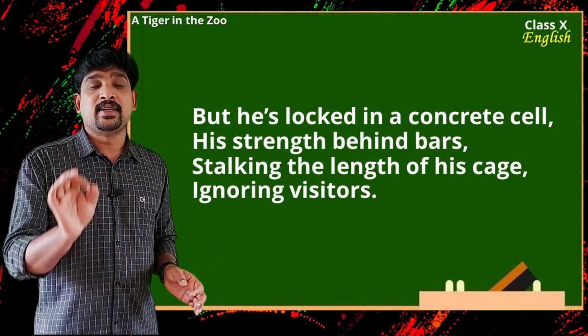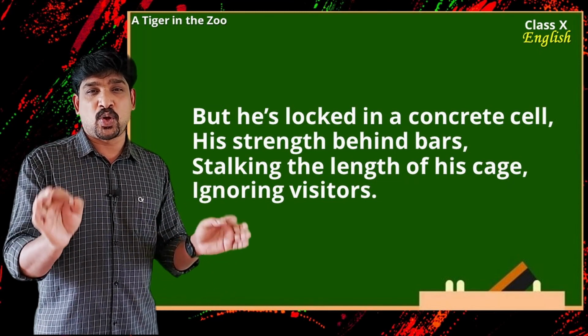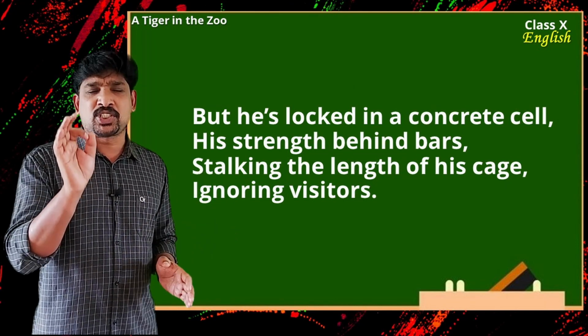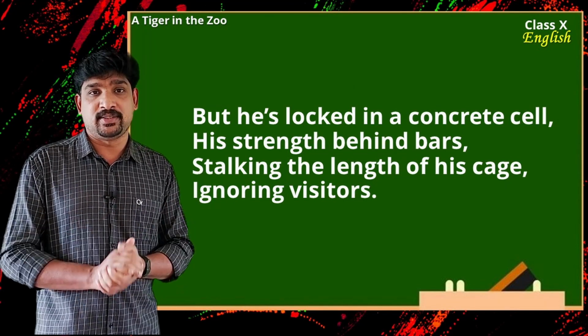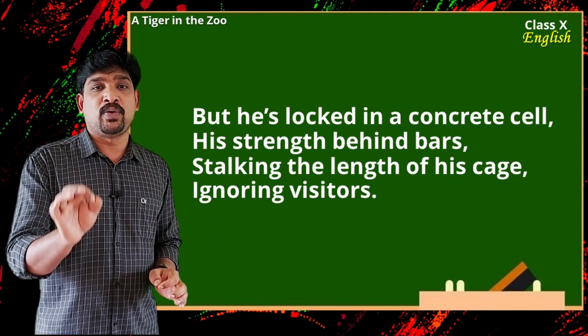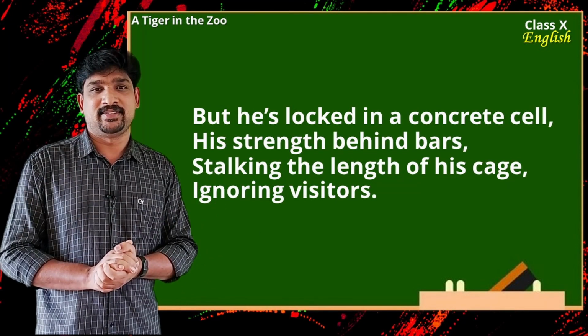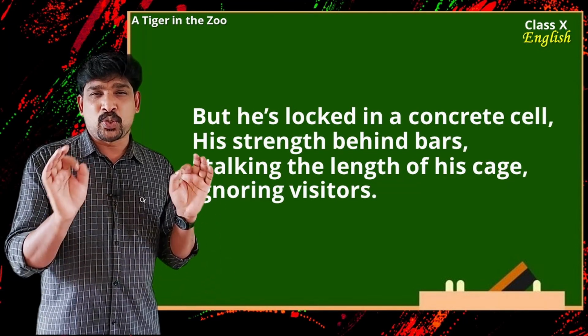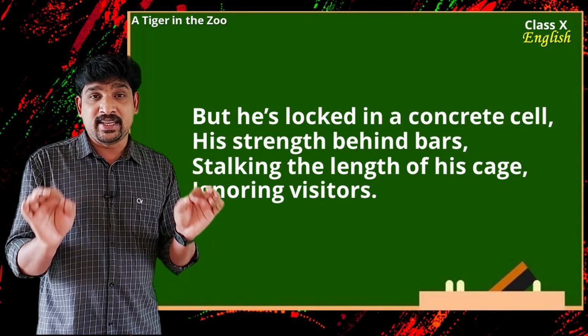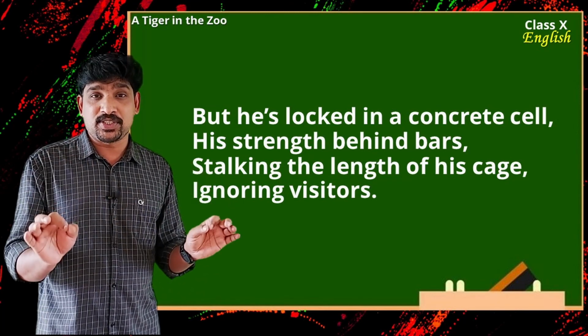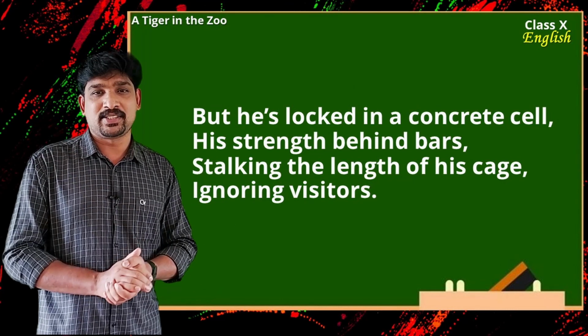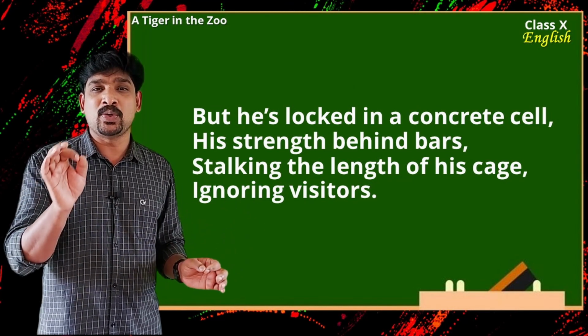The poet says that the tiger is confined in a strong cell which is made of strong building materials like concrete, by which the movement of the tiger is limited. Just as the tiger is imprisoned, so is his ferociousness. The tiger is caged, and so his ferociousness is also behind bars. It is also caged, it is also limited.